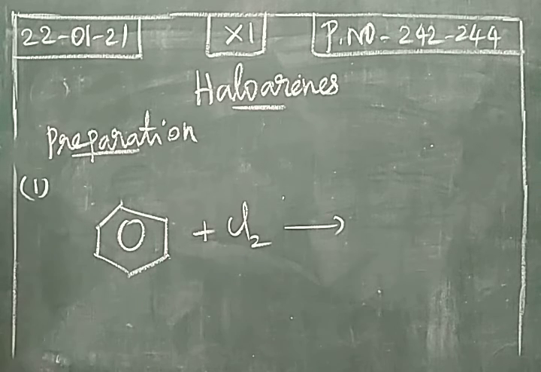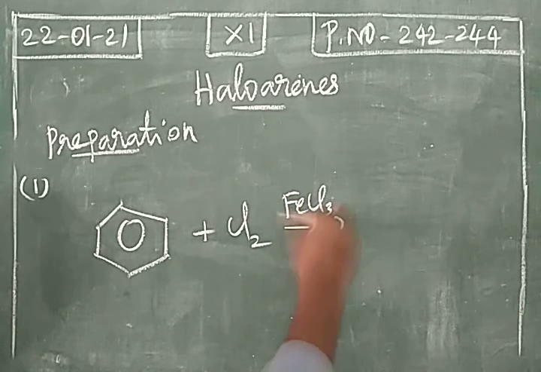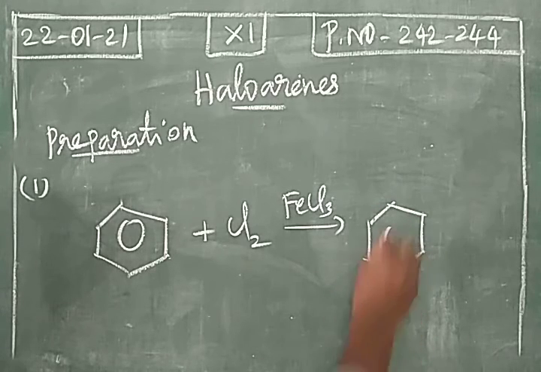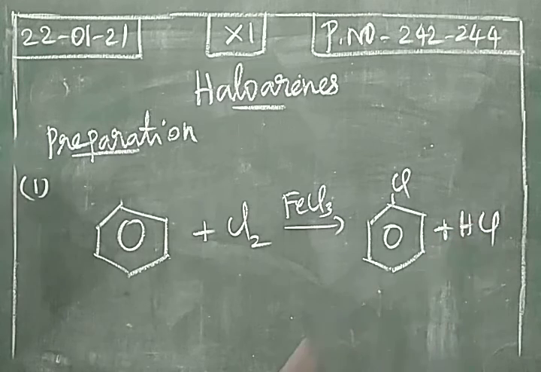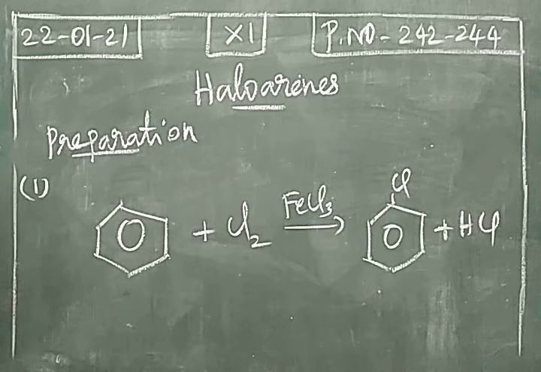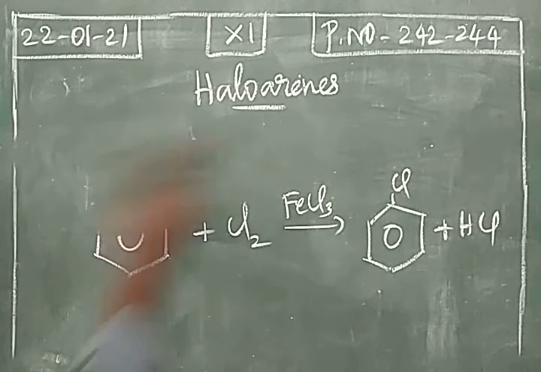So we pass chlorine with the benzene in the presence of Lewis acid, ferric chloride, we will get chlorobenzene with the liberation of hydrogen chloride. The hydrogen is replaced by a chlorine. The liberated hydrogen will combine with the chlorine, which is leaving us hydrogen chloride. So this is the first preparation method.